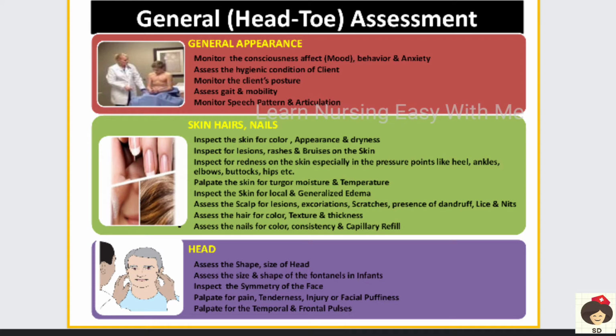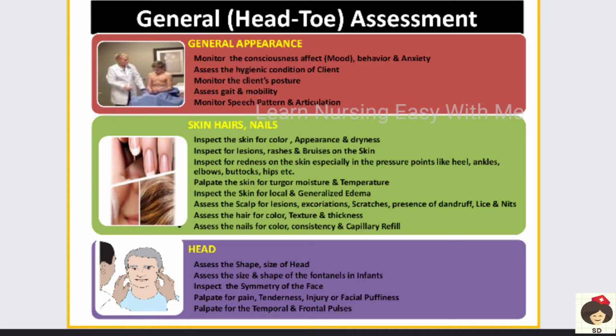Then in the skin you have to check for color, appearance, dryness, lesions, rashes, bruises, and for any redness. Mainly on the pressure points like heels, ankles, elbows, buttocks, hips. So these are the pressure points. You have to see whether there is redness or excoriations in those areas. And you have to check the skin for turgor, okay. Like in case of dryness, the patient will have poor turgor, so you have to check for that, and moisture and temperature of the skin, and for any edema of the body, okay.